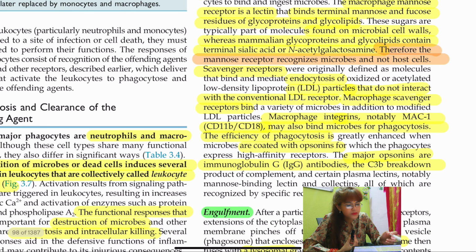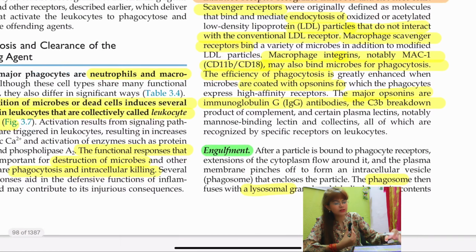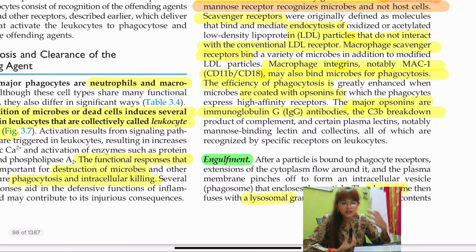Now the scavenger receptors mediate endocytosis, for example of LDL particles, and these macrophage receptors again bind a variety of microbes. Macrophage integrins, notably MAC1, may also bind microbes for phagocytosis. The efficiency of phagocytosis is enhanced when microbes are coated with opsonins. The major opsonins are immunoglobulin G and C3b. So this is how the recognition of the receptor takes place.